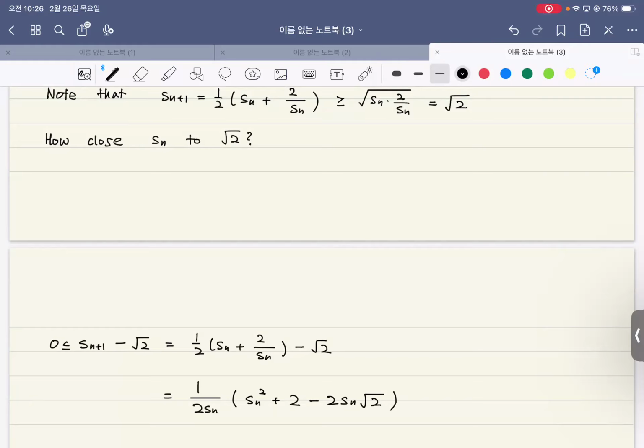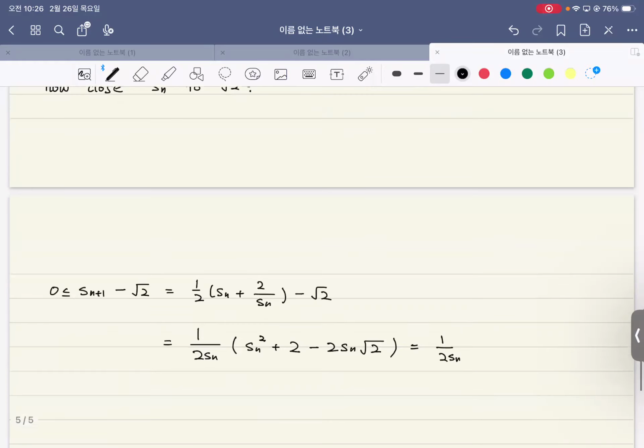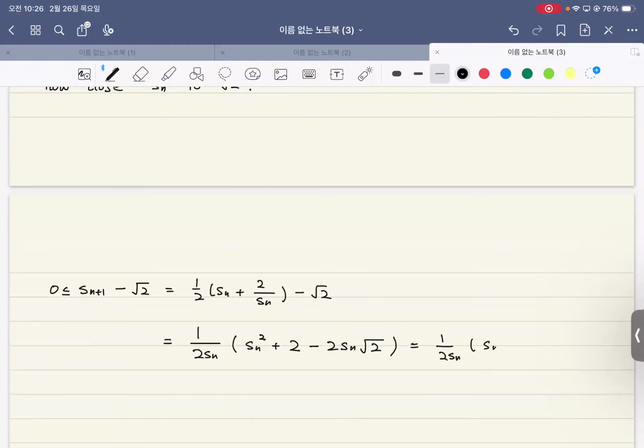Did I make any mistake? No, I guess this is good. Looking at these parentheses, I feel like this is a perfect square of some binomial. Right. So this is just 1 over 2 S_n times the quantity S_n minus square root of 2, everything squared.